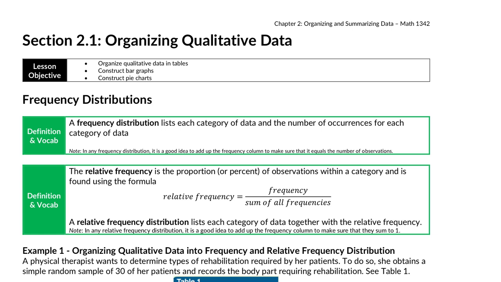So, the first type of display that's helpful when organizing qualitative data is called a frequency distribution. A frequency distribution simply lists each category of data and the number of occurrences for each category of data. It's kind of like a tally of data. So we're going to be receiving raw data, which is just like a table of information. We need to organize it in some way. So a frequency distribution simply counts the different types of data we have.